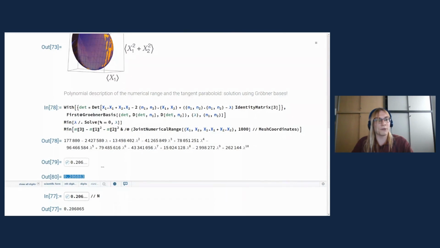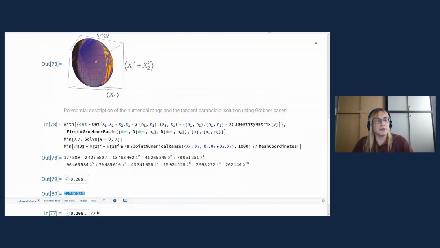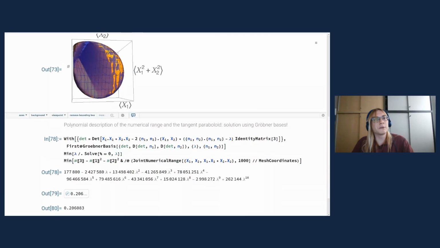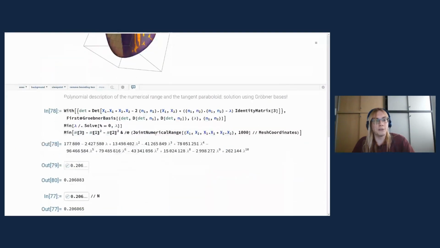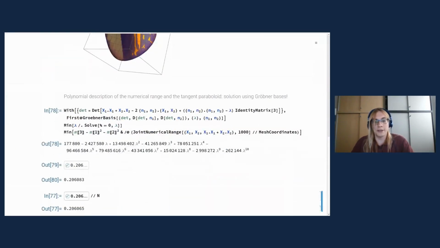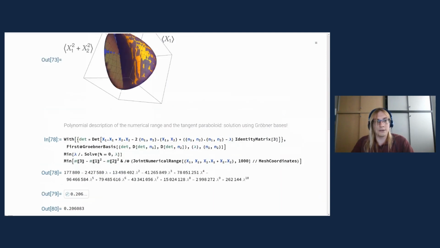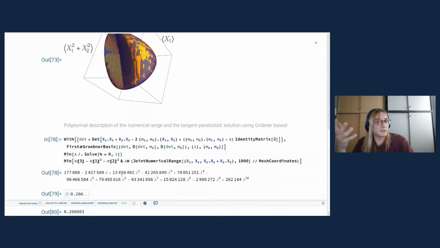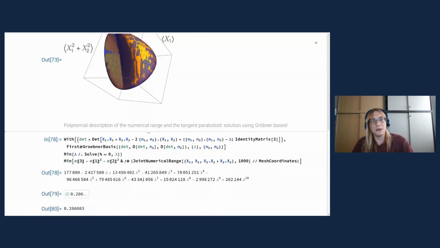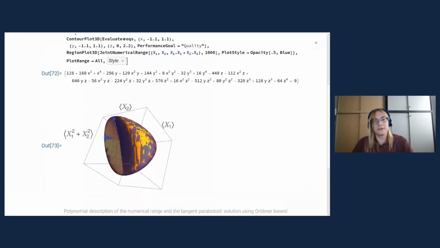And you will observe that the numerically found minimum sum of variances, which essentially is just evaluated over the different points of the boundary of the numerical range, calculated using the Monte Carlo technique described before, is equal to the minimum sum of variances calculated using this approach of polynomial equations and Gröbner basis.